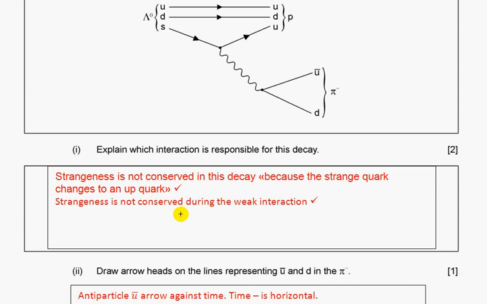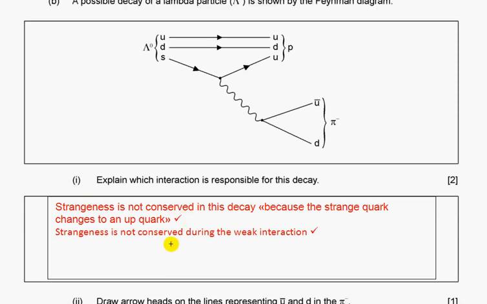Explain which interaction is responsible for this decay. Strangeness, so let's see. Strangeness before was 1 and then is 0. So strangeness is not conserved in the decay because the strange quark changes to an up quark. Strangeness is not conserved during the weak interaction. So 2 points. First you explain that strangeness changes, and then you relate it to the weak interaction.